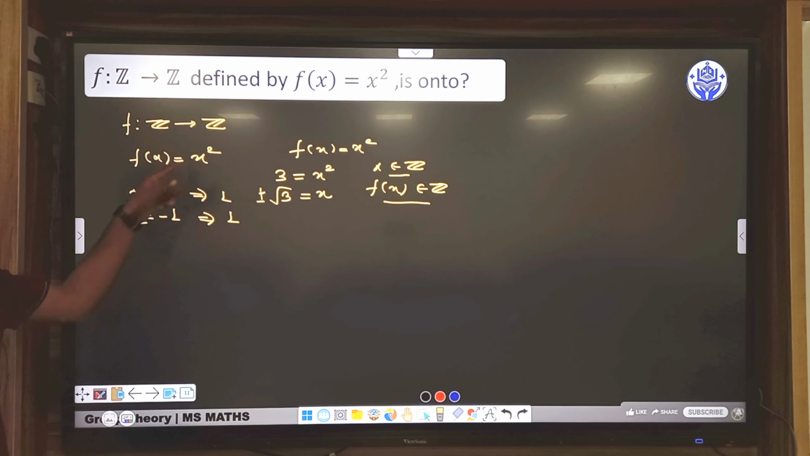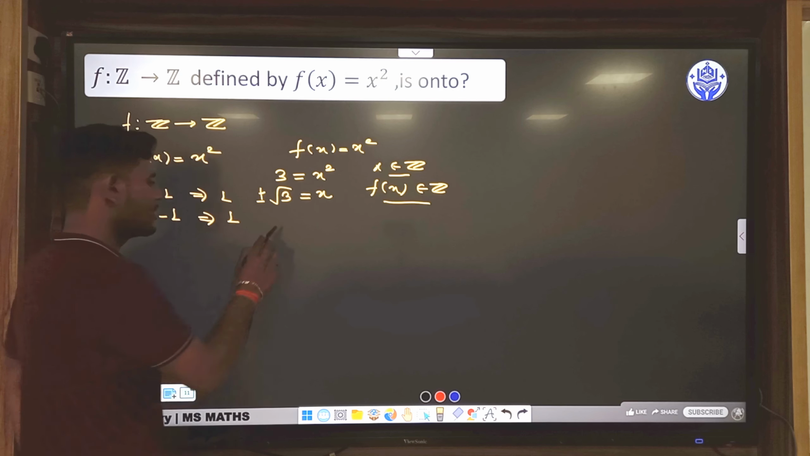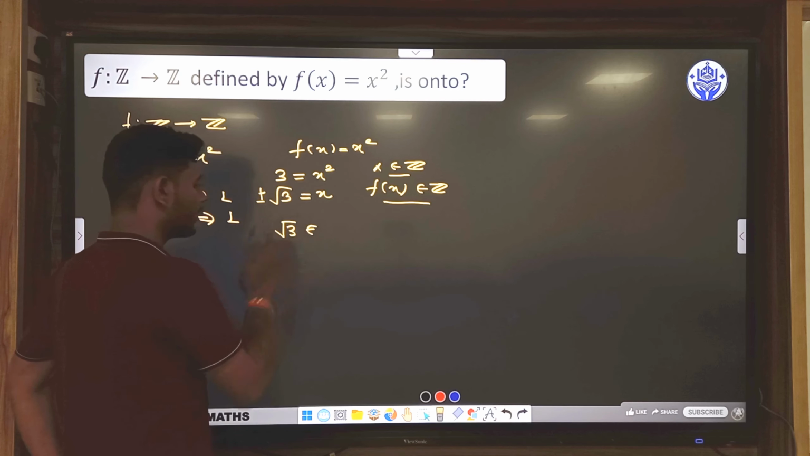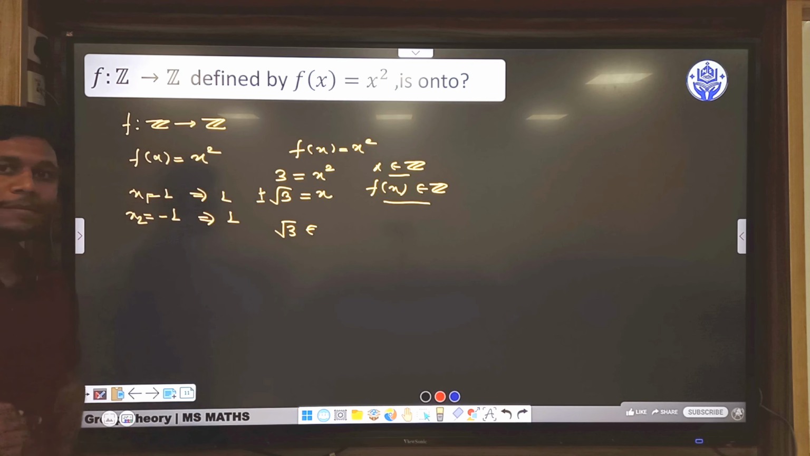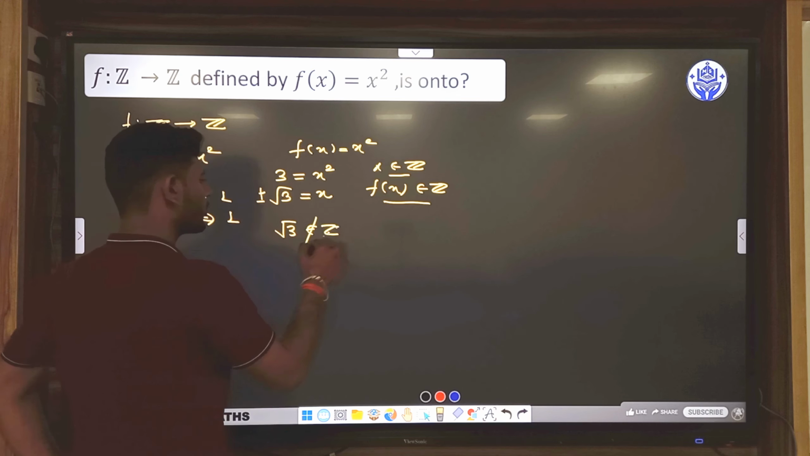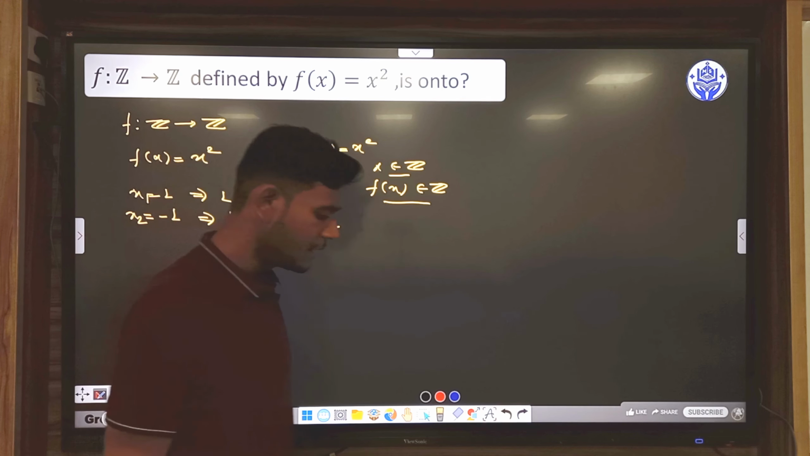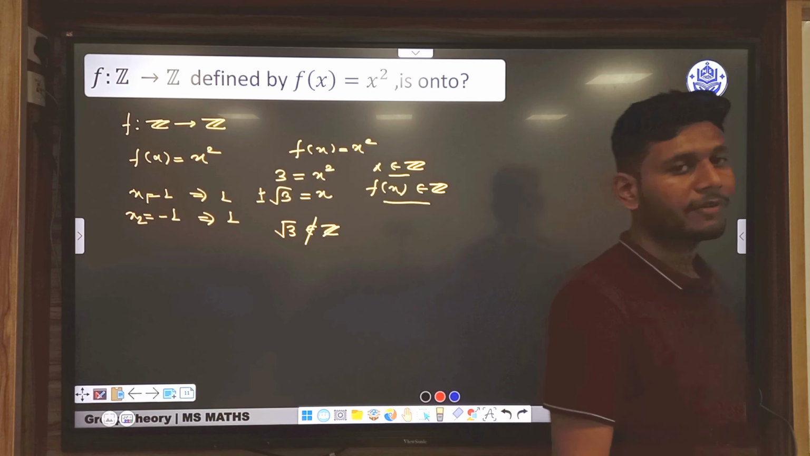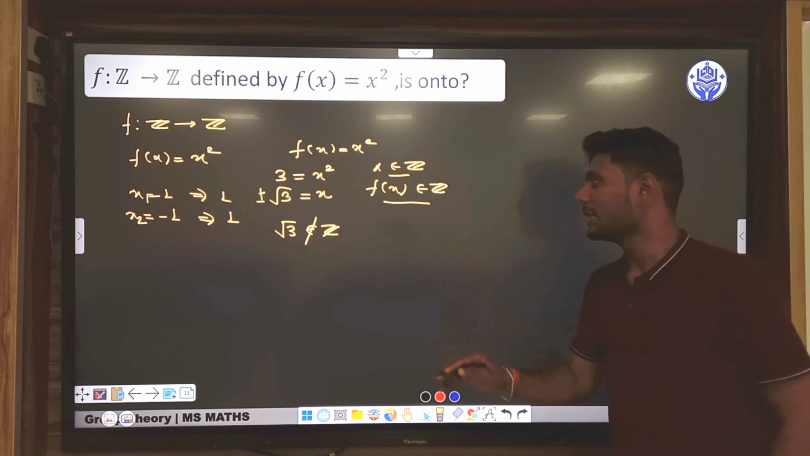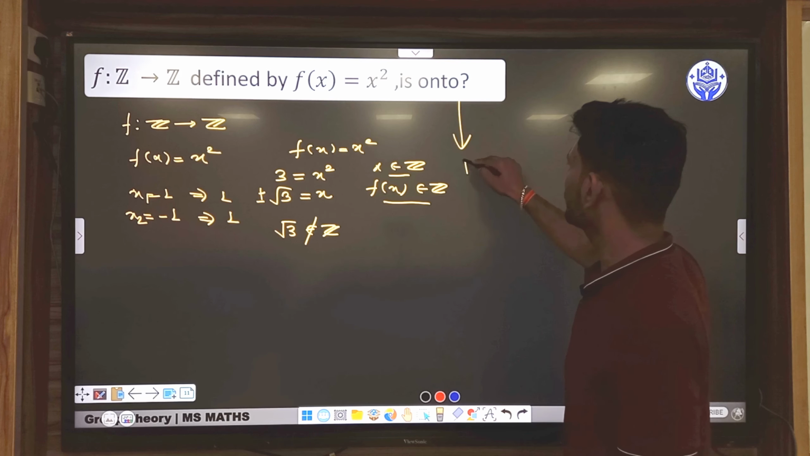Does root 3 belong to the integers? Just see, does root 3 belong to the integers? It is not an integer. It means the case fails here. Now using this contradiction, you can easily show that this is not an onto function.